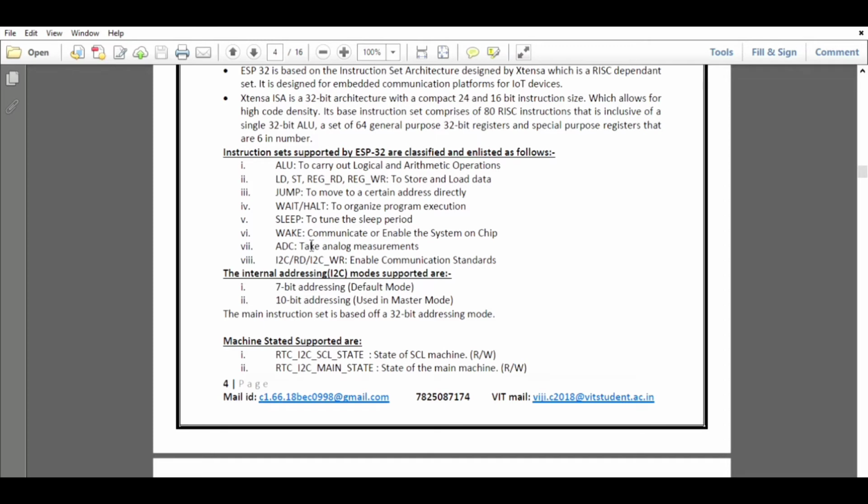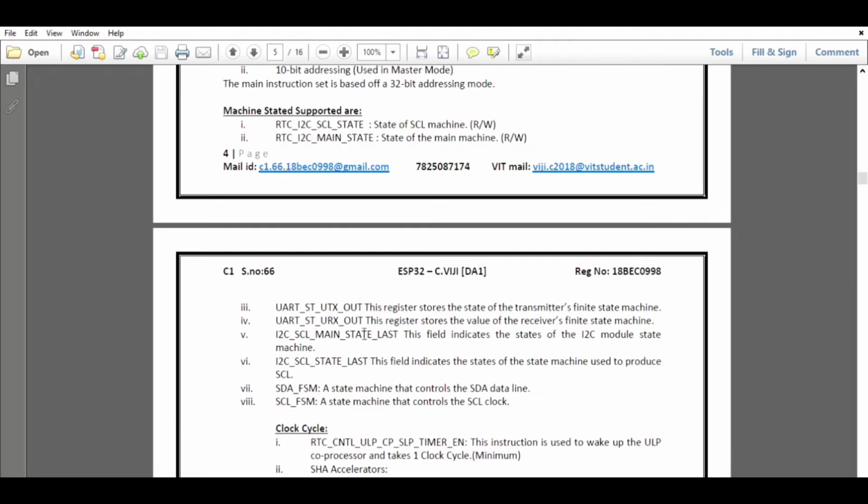ADC, analog digital converter, takes analog measurements, and I2C reader and I2C writer enable the communication standards. How will the communication happen? 7-bit addressing mode and 10-bit addressing mode are supported by the ESP32. The 7-bit addressing mode is the default mode and the 10-bit addressing mode is master mode. These are all the state machines that are supported by the ESP32.